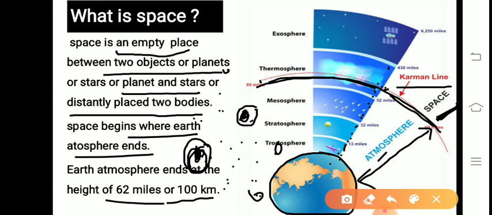Now the next question is why the atmosphere only exists up to a height of 60 or 62 miles. Because of the composition of air and the gravitational pull that keeps the atmosphere here. Gradually the gravitational pull becomes weaker, and therefore the atmospheric air layer becomes thinner and finally disappears.